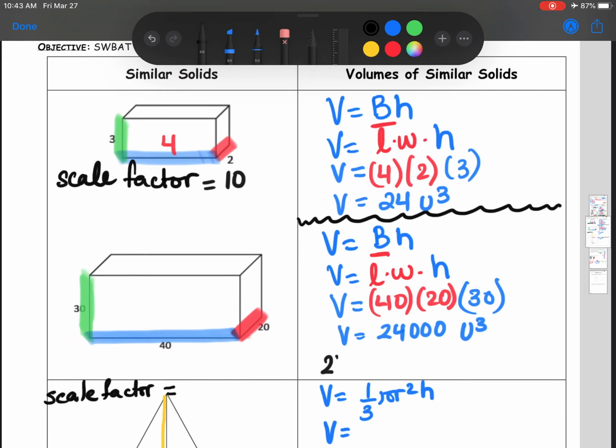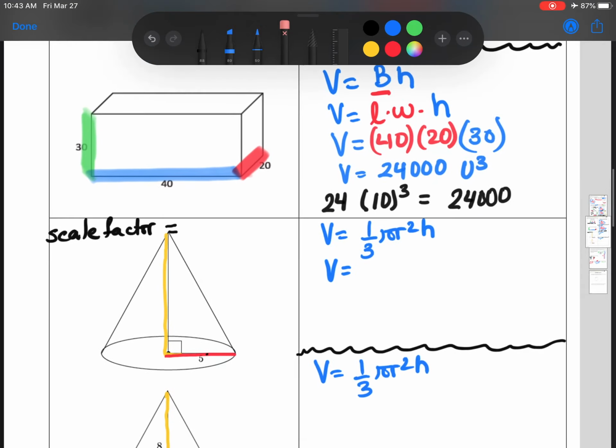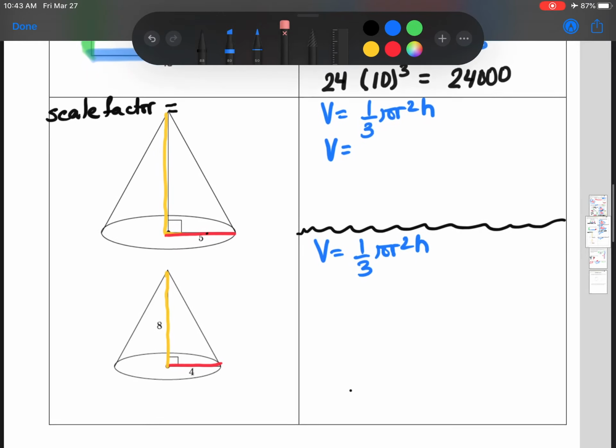Okay, let's check our relationship. What did we say? The volume of the first one times the cube of the scale factor. And what do you get? 24,000, right? Okay, so that's basically it. So now let's start with the next question. Again, I would say pause the video and try the question on your own.